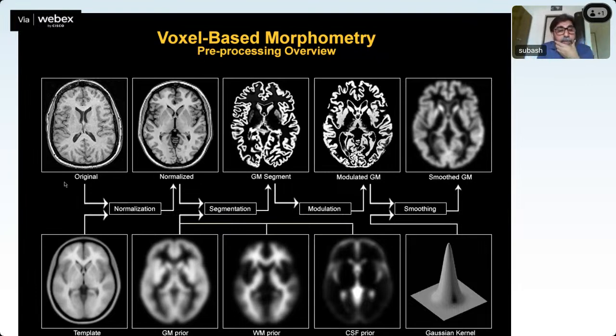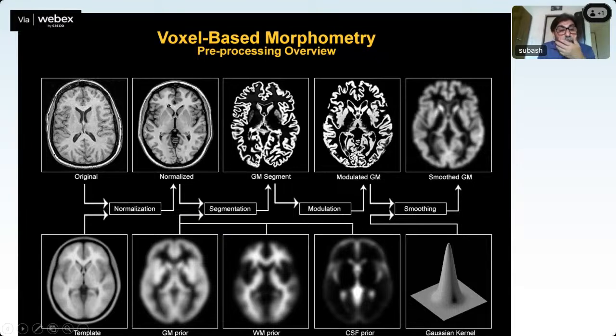But you can also use the average image of 100 or 200 patients or volunteers, and make a standard template yourself. So this is the original image of the patient, then this is a standard template, then you do a normalization. After you do normalization, you see a picture which is normalized.